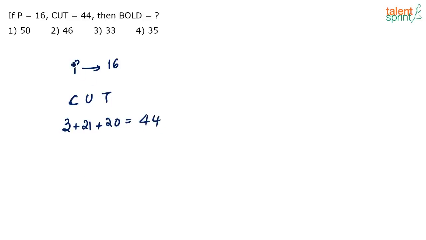You have to look at the position of each letter that is given in the English alphabetical order and then add these positions. That is the number that they have given. So if you have a word BOLD, position of B is going to be 2. Similarly, position of O is going to be 15, position of L is 12, position of D is 4.